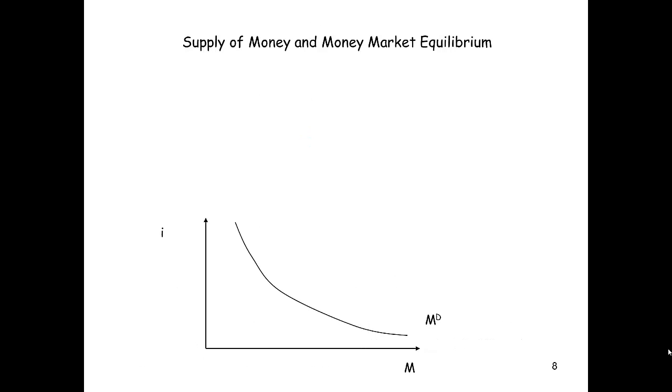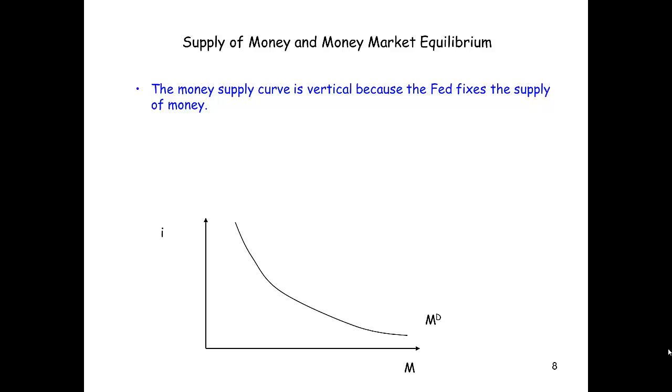Now, let's put this together and think about the supply of money and the demand for money and money market equilibrium. So we've already developed our money demand curve. How do we put money supply here? Well, the money supply curve is vertical because the Fed fixes the supply of money. So we just draw that as a vertical line. Equilibrium occurs where money demand equals money supply. That determines the equilibrium interest rate, which we'll denote by i star.